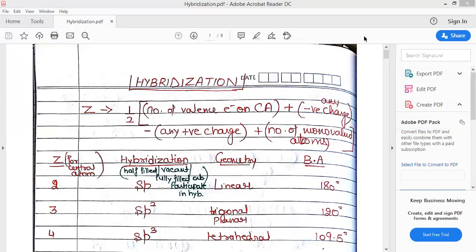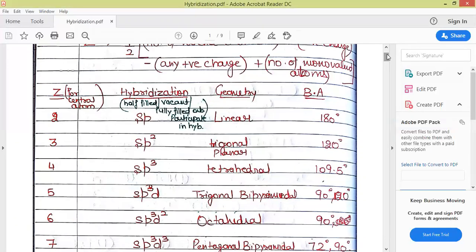So from here, Z comes out to be half multiplied by the number of valence electrons on the central atom plus any negative charge of the molecule minus any positive charge plus the number of monovalent atoms. Based upon this, we will get some values for Z. If Z comes out to be 2, then hybridization is sp. Geometry is going to be linear. Bond angle is going to be 180 degrees.